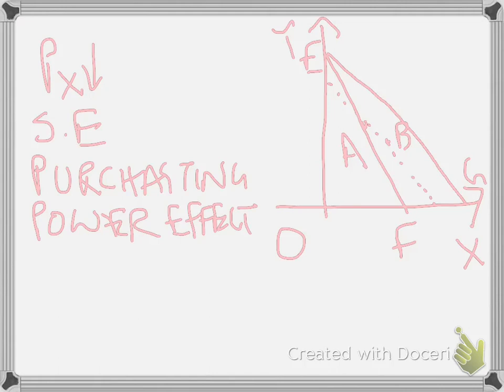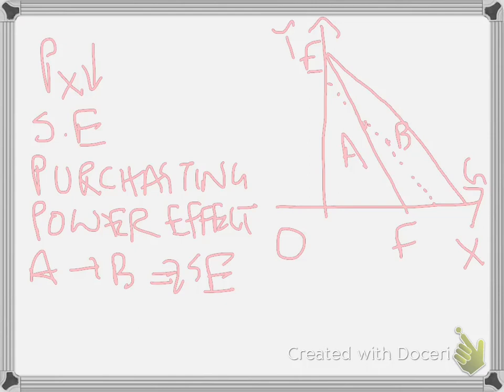So if you compare between A and B, you would see that the consumer has purchased more of X and less of Y. The consumer has substituted more expensive good Y for less expensive good X. A movement from A to B is called substitution effect. Because by drawing this hypothetical budget constraint, we have been able to isolate the substitution effect from the purchasing power effect. So from A to B, we have substitution effect.